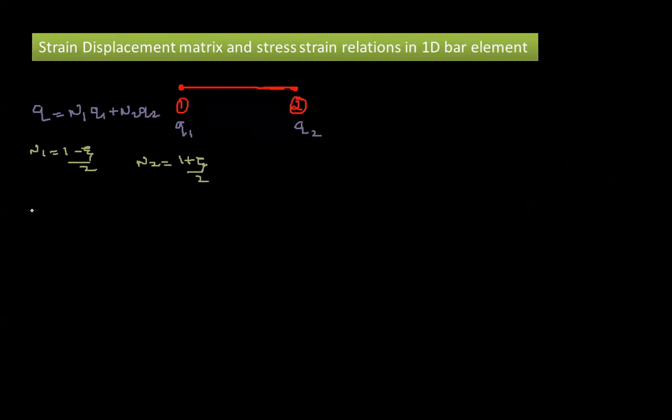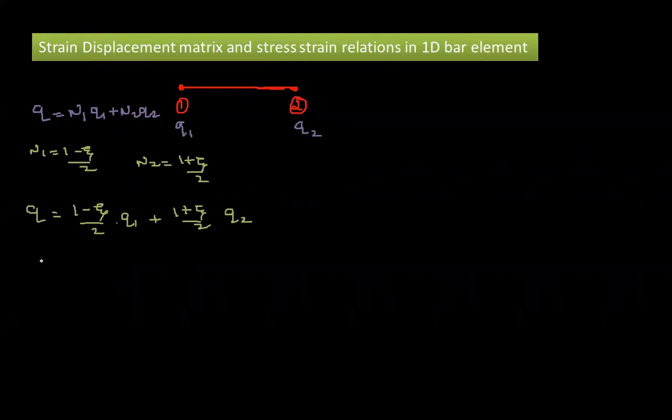So we substitute, and the displacement function Q can be written as 1 minus zeta by 2 into Q1 plus 1 plus zeta by 2 into Q2. So this is the displacement function. This displacement function is valid at node point 1 as well as node point 2, and it is valid throughout the element from 1 to 2. Wherever you take, this displacement function will be valid.